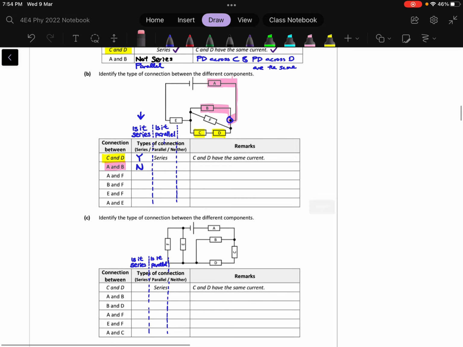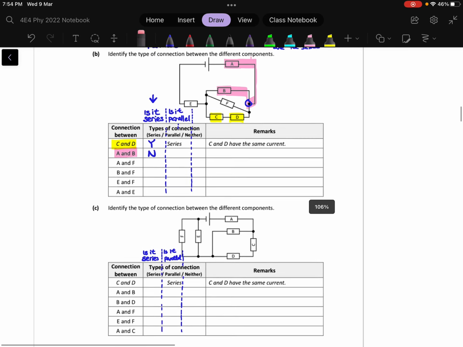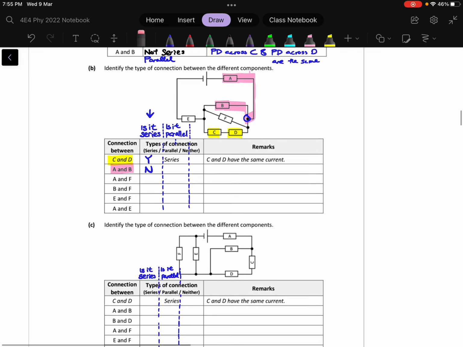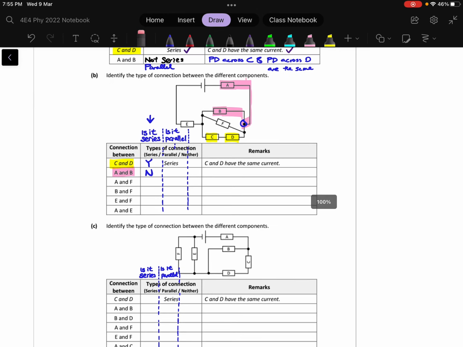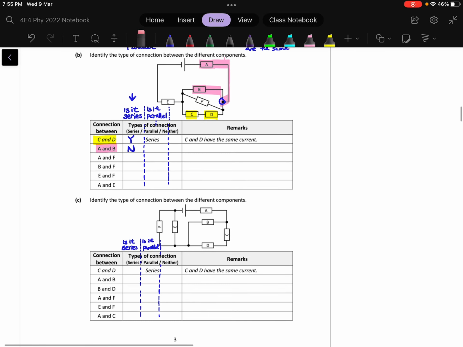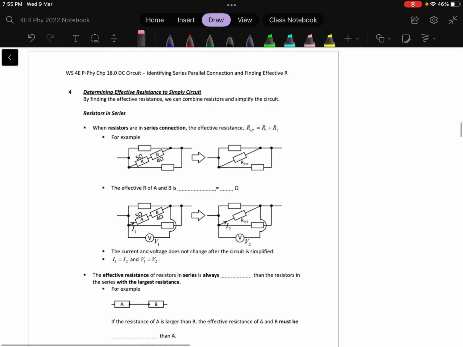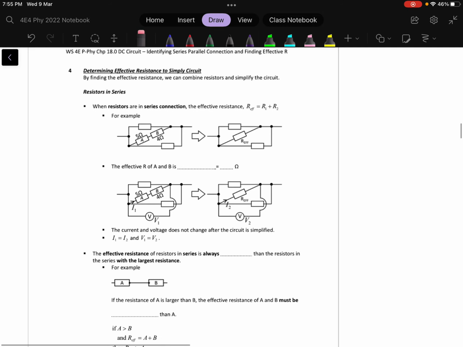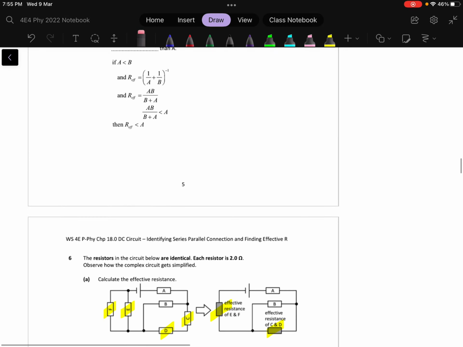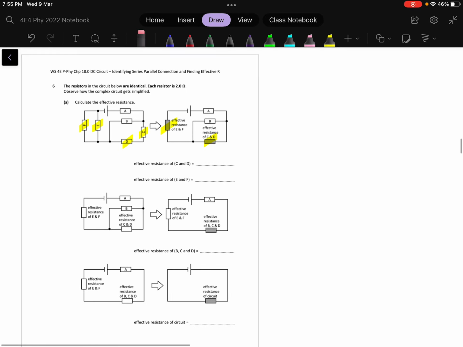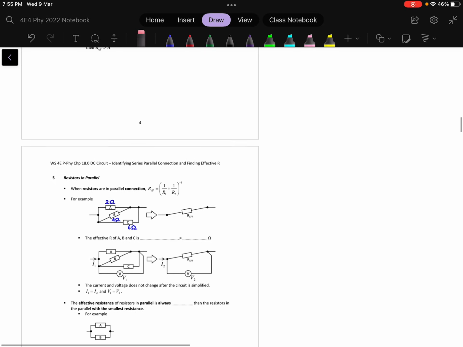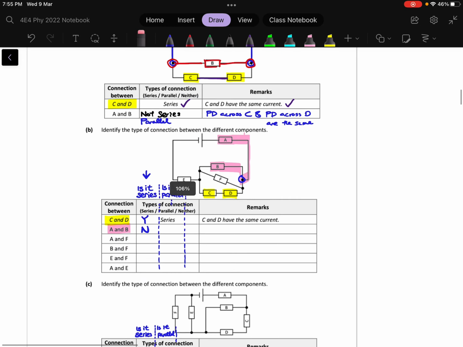As usual, I will need to break this video down so that I have less chance of making any mistakes. So I will be going through this part of the worksheet in the next video on the playlist, and then after that we will continue with how to combine resistors in series and parallel connection, and then we will end with this exercise of combining resistors to form a simpler circuit. Okay, so see you in the next video.